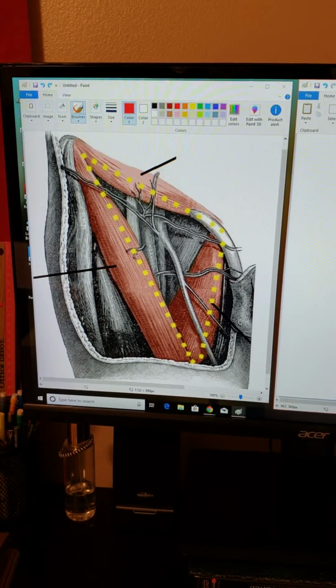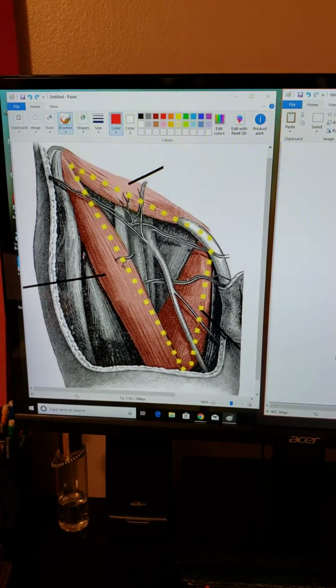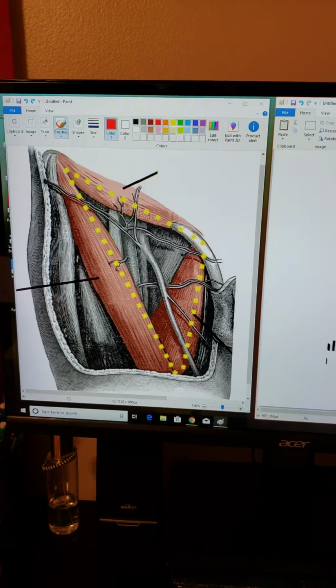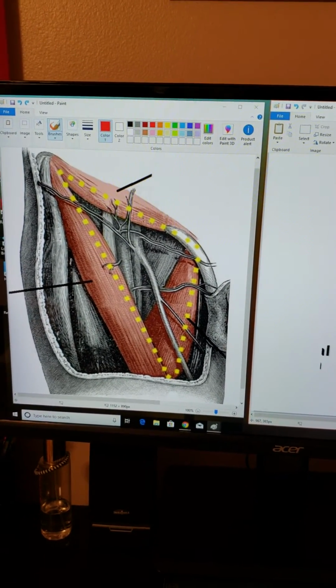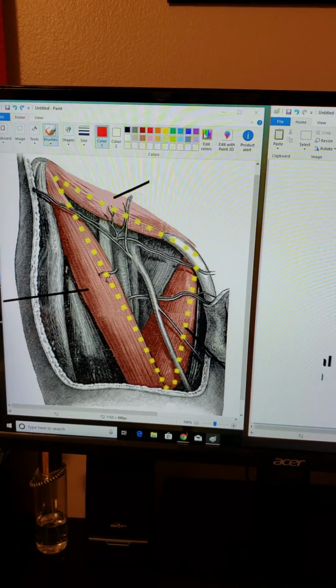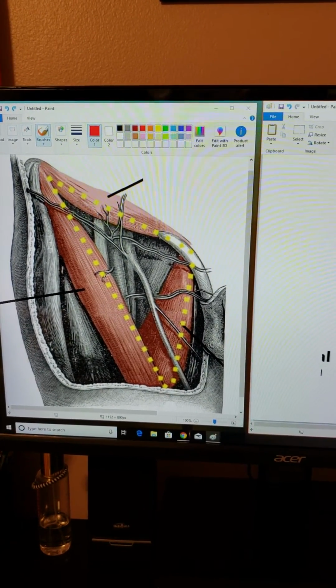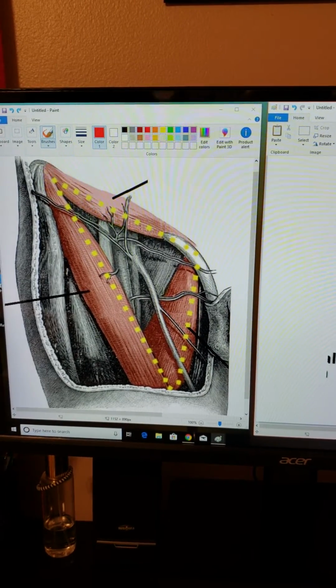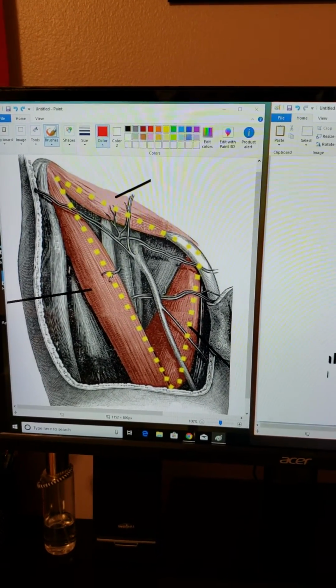Next, I'm going to go over the femoral triangle and its boundaries and contents. There are three borders that make up the femoral triangle. We have the superior border right here, which is formed by the inguinal ligament, which we saw in the previous video.